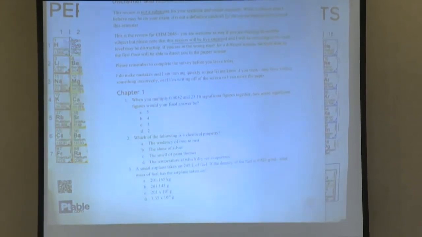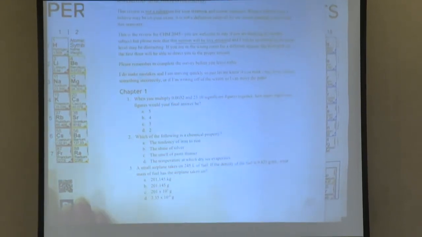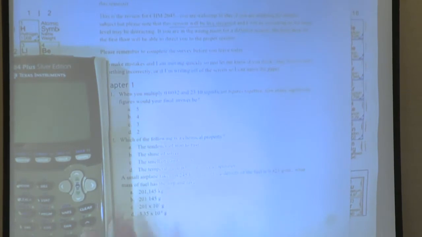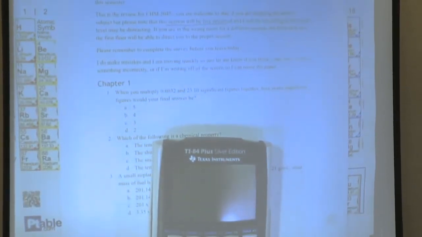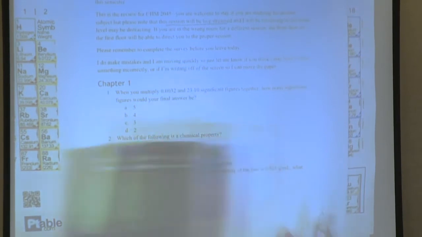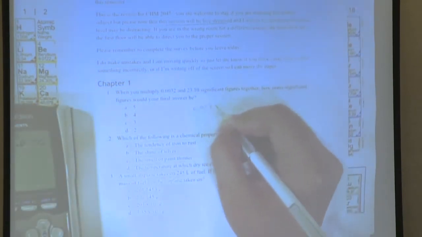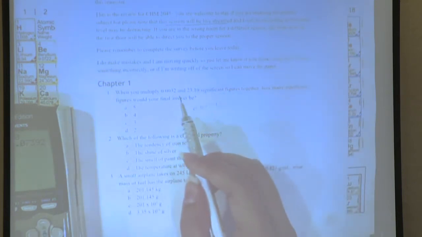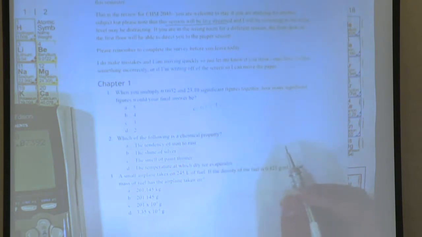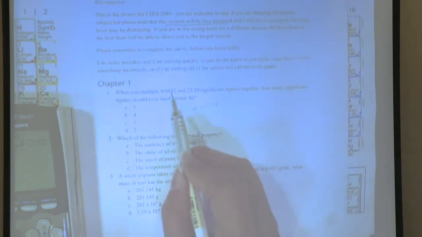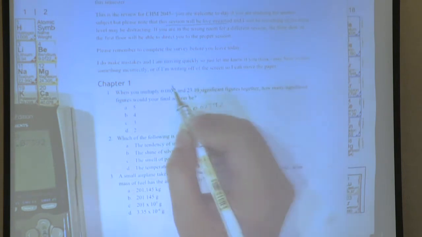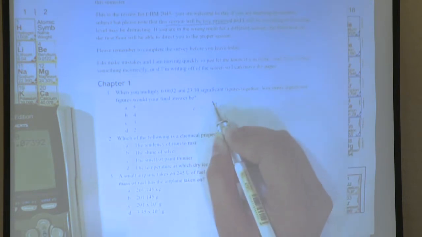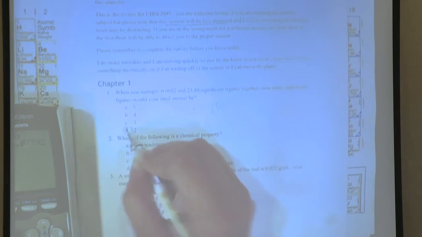Okay, let's do it. When you multiply 0.0032 and 23.10 together, how many significant figures will your final answer be? Your answer is going to be something like 0.0739. The significant figure rules for multiplication state that your final answer should have the same number of significant figures as the smallest count from the two numbers you multiply together. This one has 2 and this one has 4, so your answer needs to have 2 sig figs. The answer here is going to be D.